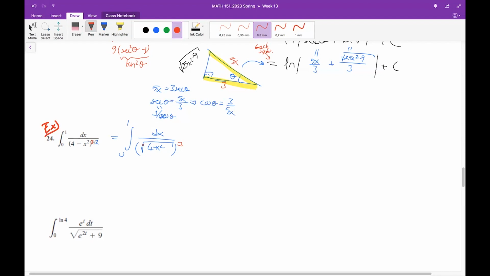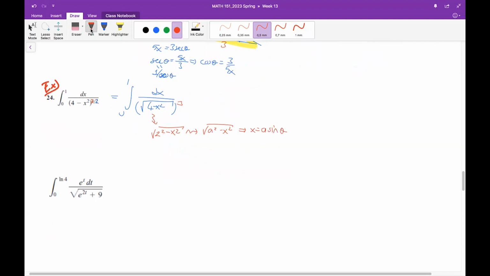So this fits to which structure? Let's try to understand. This is 3 squared minus x squared. So it fits to this structure, a squared minus x squared, whose applied substitution is a times secant theta, right? Sorry, a squared minus x squared corresponds to a times, not secant, but sine theta, sorry. Okay, then let's apply it.